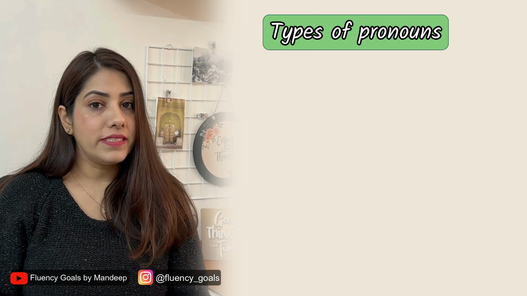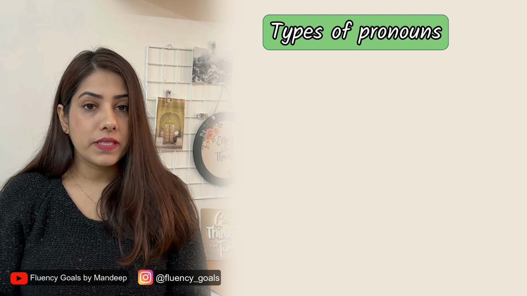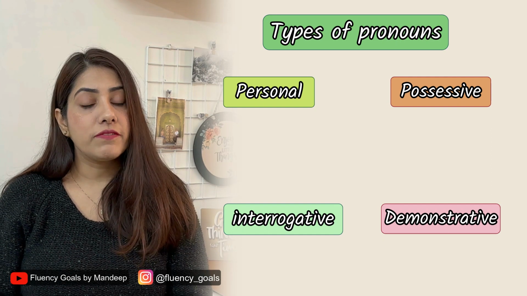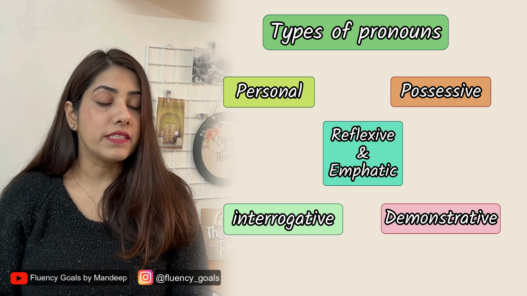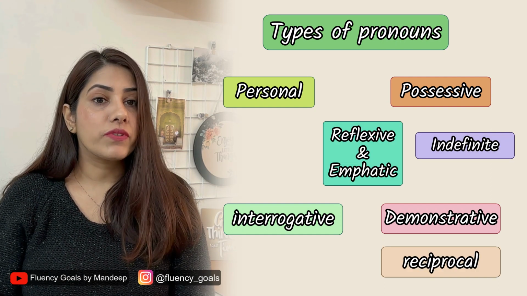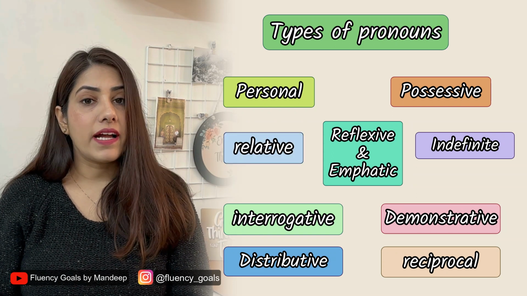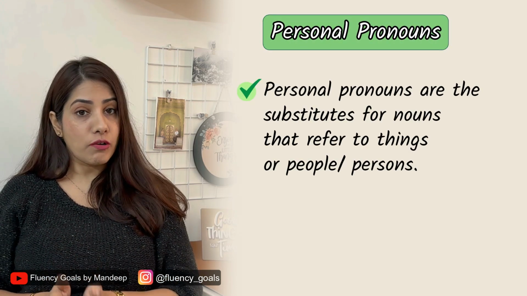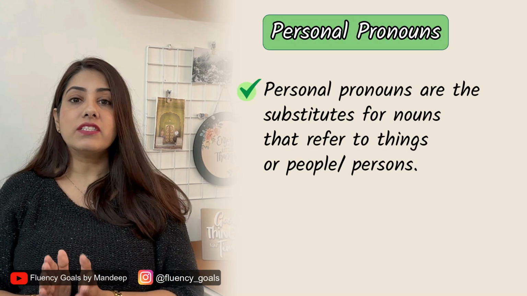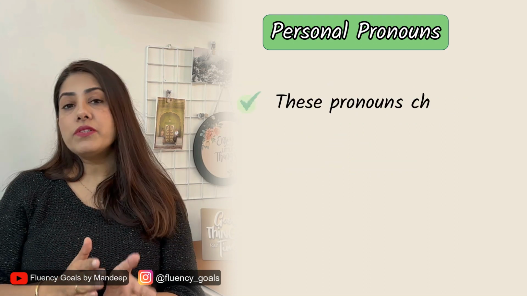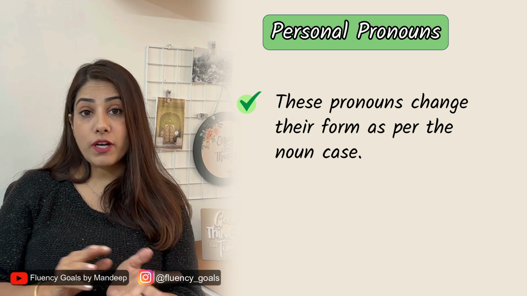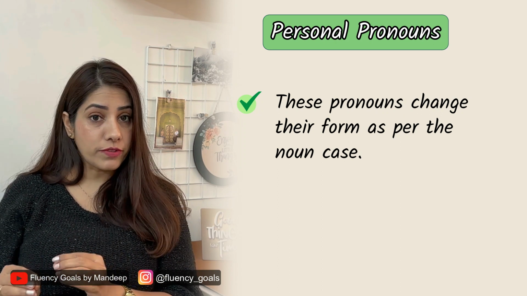There are mainly 9 types of pronouns: personal, possessive, demonstrative, interrogative, reflexive and emphatic, indefinite, reciprocal, distributive, and relative pronouns. Now, what are personal pronouns? Personal pronouns are the substitutes for nouns that refer to things or persons. These pronouns change their form as per the position of the noun in a sentence, as per the noun case.